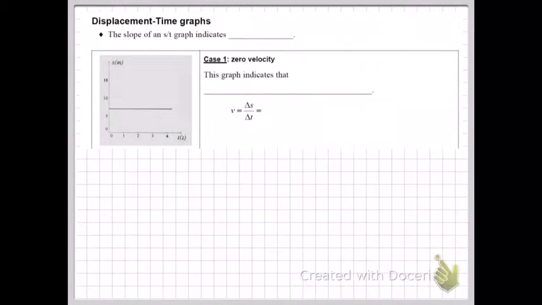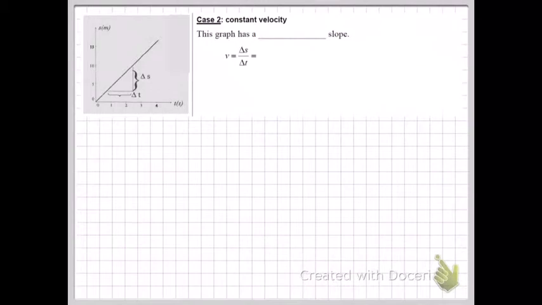The slope of an ST graph indicates velocity. Case 1 is zero velocity, where we have a flat line. In other words, the slope is zero, and this graph indicates that the object is not moving. Displacement does not change as time passes by. So velocity, which is given by delta S over delta T, will naturally just be 0 meters per second.